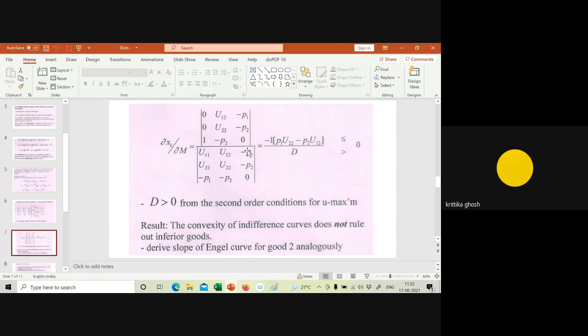Yes, ma'am. Then we are getting this value like for the one that's on the slide.